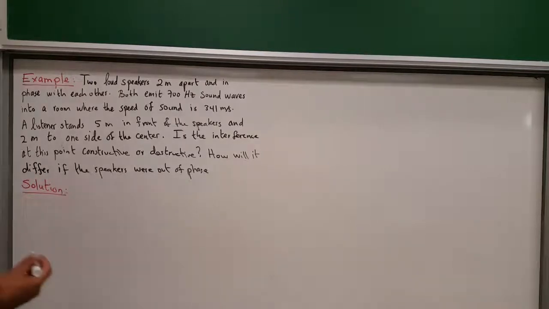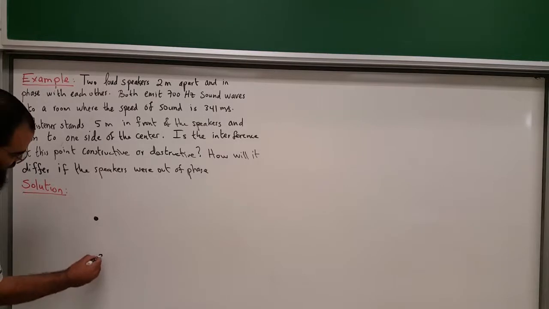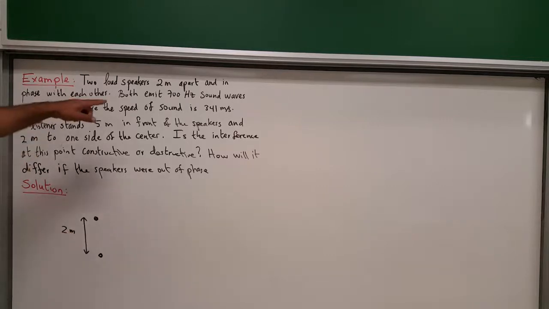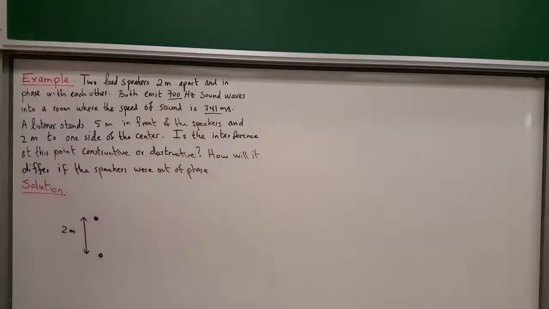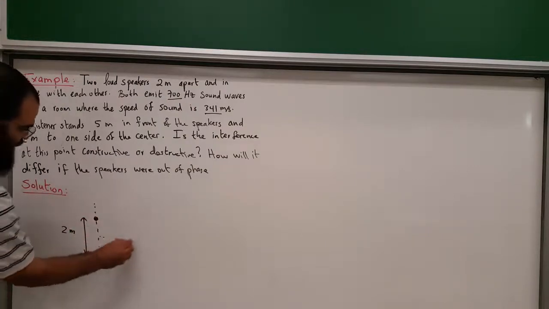So let's just draw something. So here's speaker 1, and here is speaker 2, and they are 2 meters away from each other. Both emit 700 hertz of sound into a room where the speed of sound is 341 meters per second. Okay? A listener stands 5 meters in front of the speakers, so the listener would be 5 meters away.